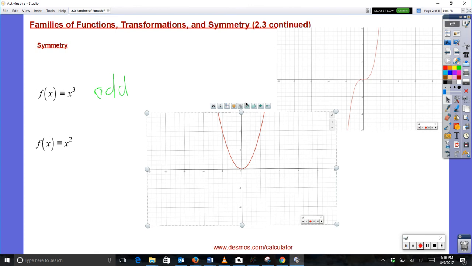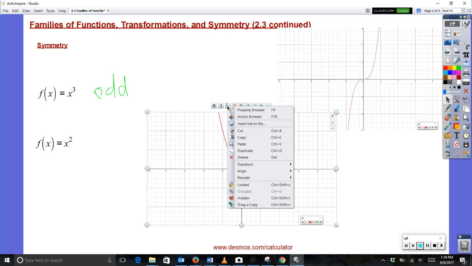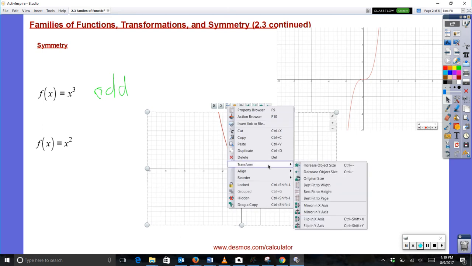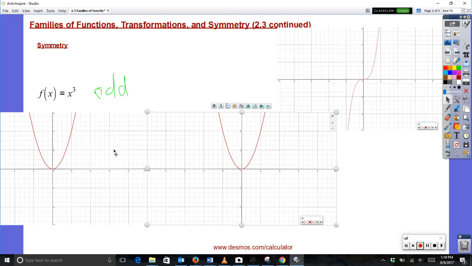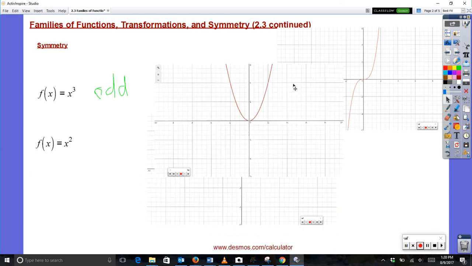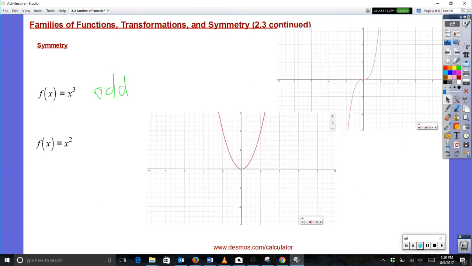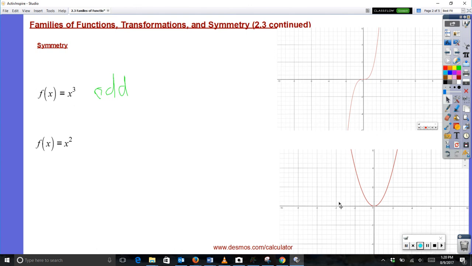And what we look for in an even function is, if we take that graph and I choose transform, interestingly enough, we've been talking about transformations. I'm going to do mirror in y-axis, meaning I'm going to reflect it side to side across the y-axis. And when I do, I get a new image, and the graph looks the same. So if you look closely, you can see that it is a mirror image of what I had there. If that happens, that is known as an even function.